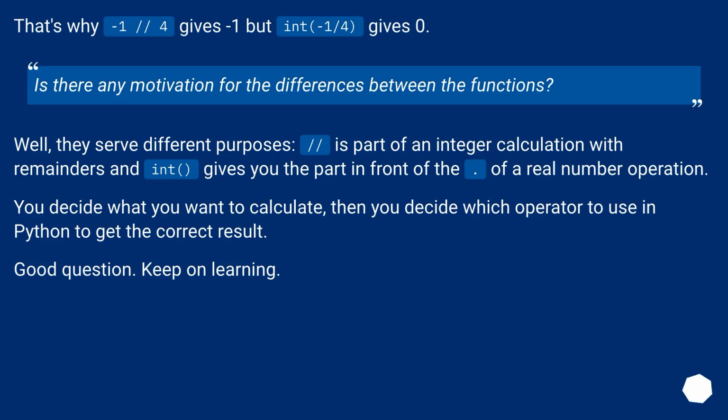That's why -1//4 gives -1 but int(-1/4) gives 0. Is there any motivation for the differences between the functions? Well, they serve different purposes. // is part of an integer calculation with remainders and int gives you the part in front of the dot of a real number operation. You decide what you want to calculate, then you decide which operator to use in Python to get the correct result. Good question. Keep on learning.